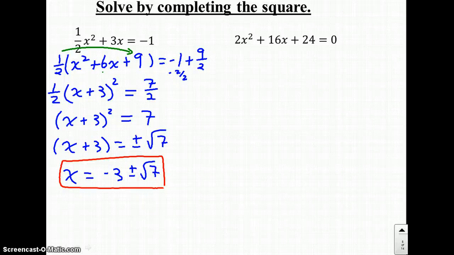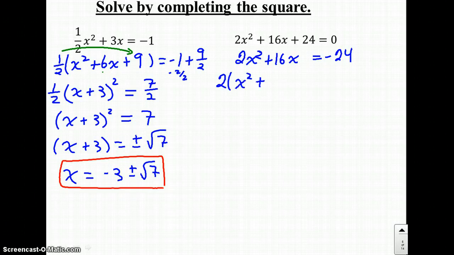Last one then. 2x squared plus 16x plus 24. Again, let's isolate the variables on one side of the equation. Let's factor out the 2, so I've only got a coefficient on the x squared term of 1. I take half our middle term, half of 8, which is 4, and I square that, so I add 16 to the left side, and I would add 16 times 2, or 32, to the right side.